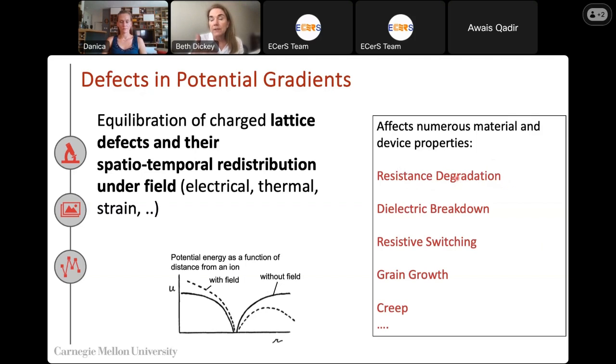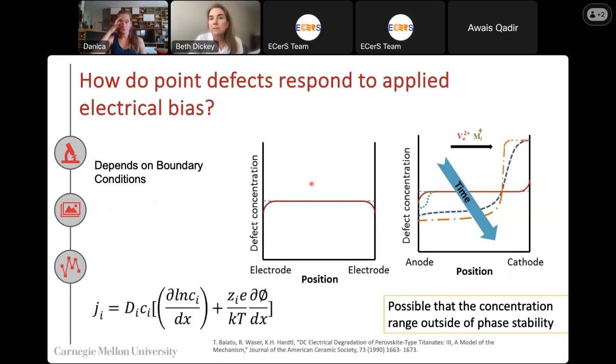For dielectrics, that means that the conductivity is going up, which in most applications is not a good thing, and can lead to dielectric breakdown. You can also use it for things like resistive switching, and it affects microstructural and mechanical behavior as well. Okay. So how should charge defects move in an applied field?